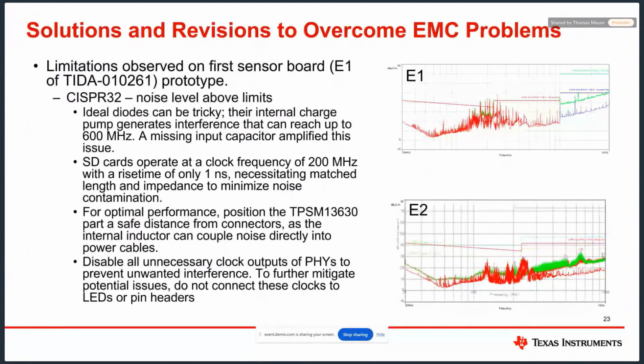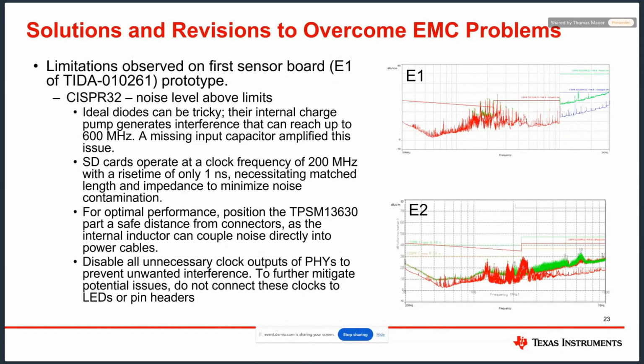And I showed here a graphic on the right side of the first prototype board. We call it E1. And then, based on all those findings, we have done a revision, which is E2. So this is a hardware revision. We basically addressed all the issues that we found and created an updated board.